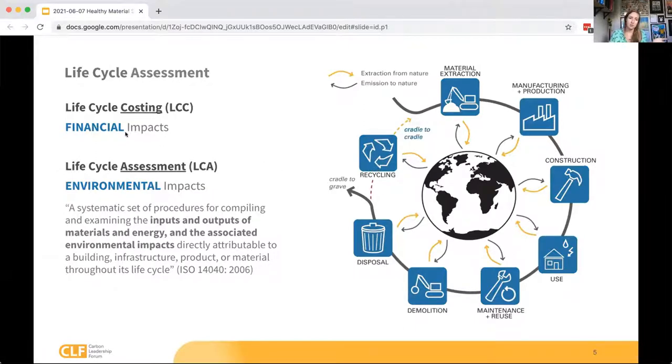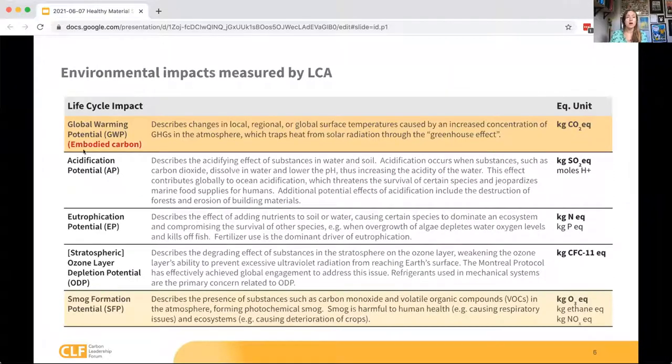So some people think of life cycle costing, you know, measuring the financial impacts over the life of a project. Life cycle assessment is looking at the environmental impacts over the life of a product. The most common one that we measure is global warming potential, which is what, when we say embodied carbon, we're usually measuring with kilograms of carbon dioxide equivalent. But there are a lot of other metrics that are measured by life cycle assessment.